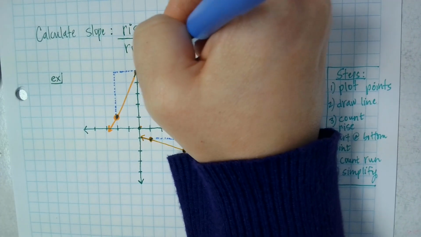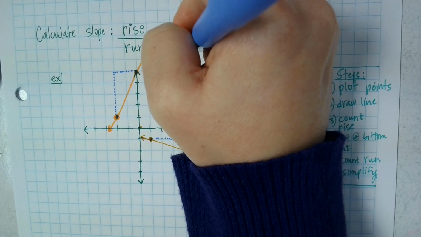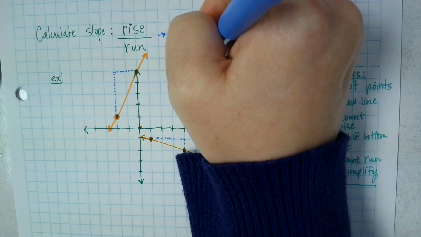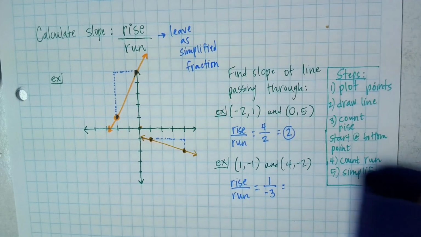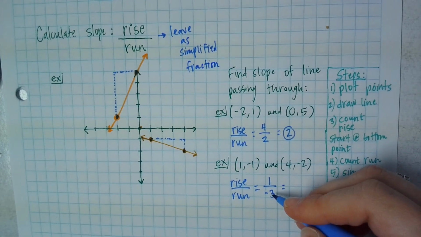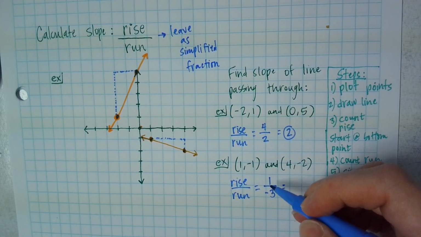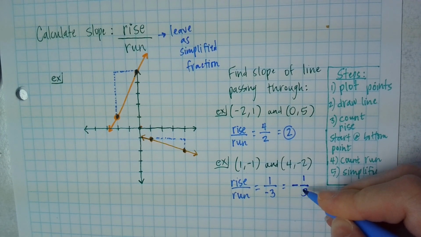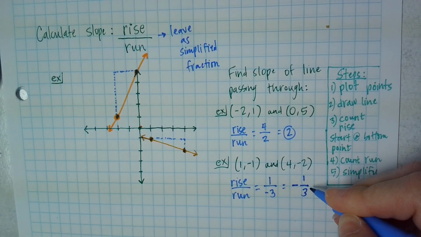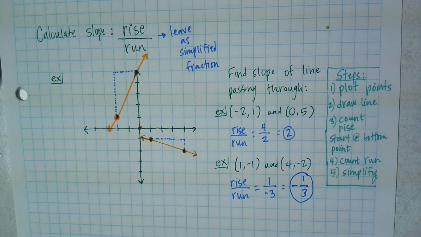Leave as simplified fraction. Should have mentioned that earlier. That's okay. So 1 divided by -3 as a simplified fraction. 1 over 3 is simplified, so I'm just going to write it prettier as 1 over 3 with the negative in line with the fraction bar. And that's it. Slope is -1/3.